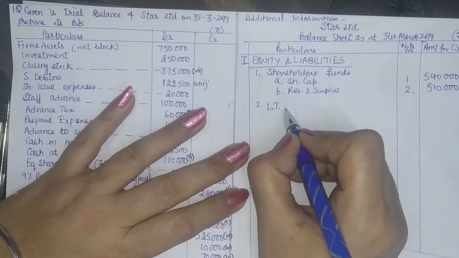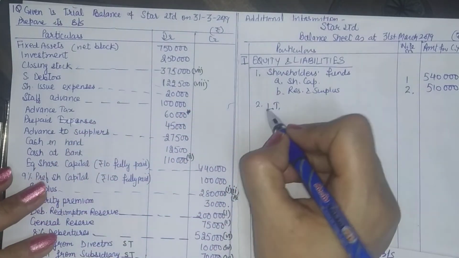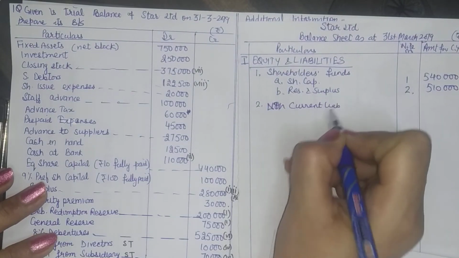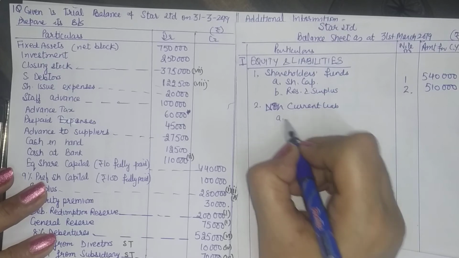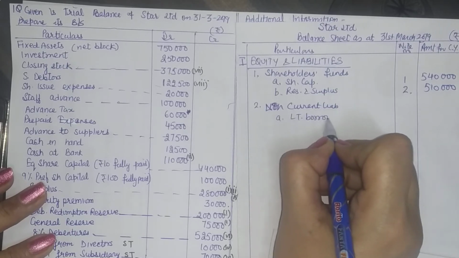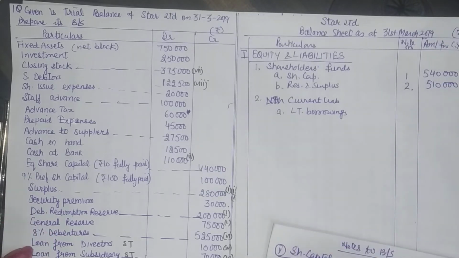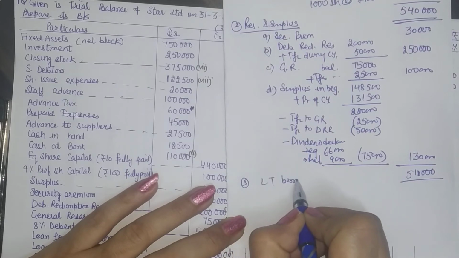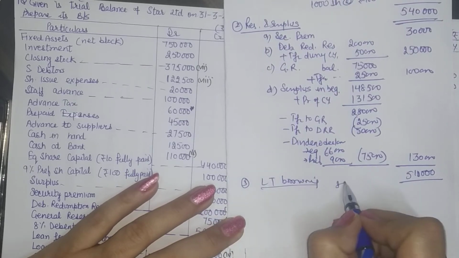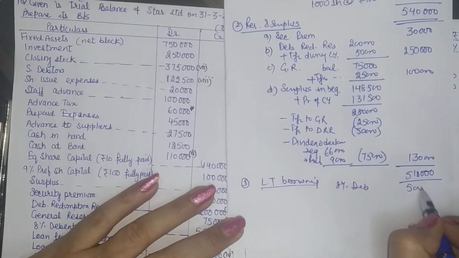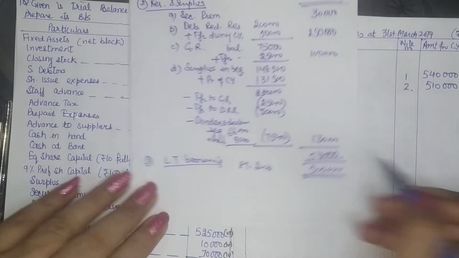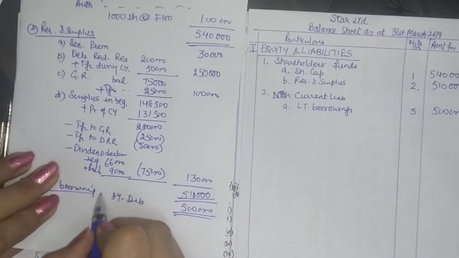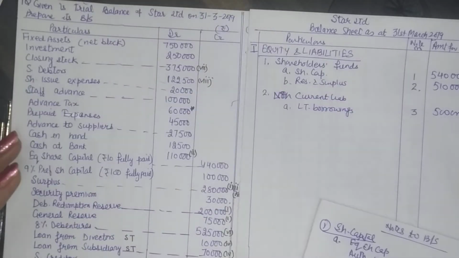Now long-term liabilities or non-current liabilities. So non-current liabilities, which includes number 1, long-term borrowings. Okay, so we have 8% debentures here. So third is long-term borrowings, 8% debentures, 5 lakh. We can say secured debentures because we were given these are secured.